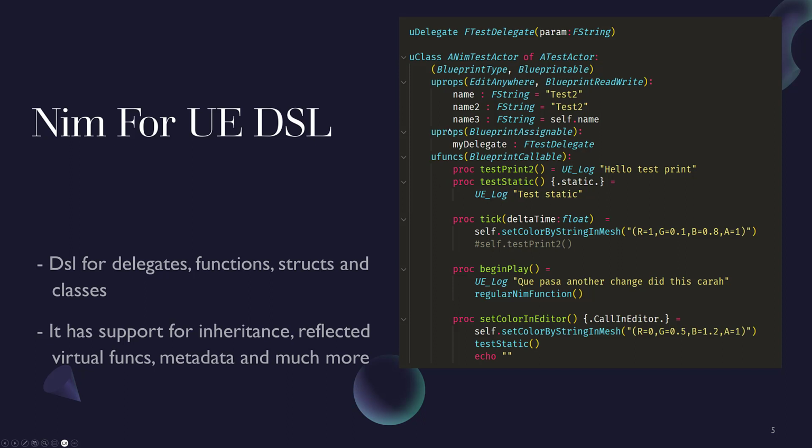If you recall before, for every single UPROPERTY, you have to specify all the metadata that you want. In our DSL, you can just do it once, and then everything within that block will take that meta as if it were for them, because they are. As you can see here, for example, the delegate is also a UPROPERTY, a bit different, which has this BlueprintAssignable. So we created another block here. And yeah, this is kind of straightforward.